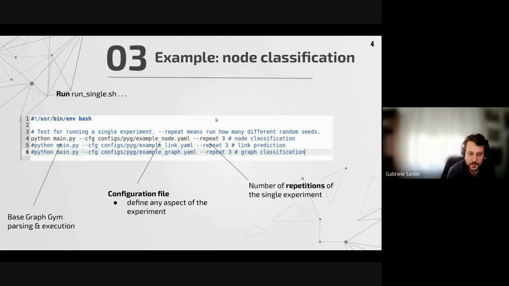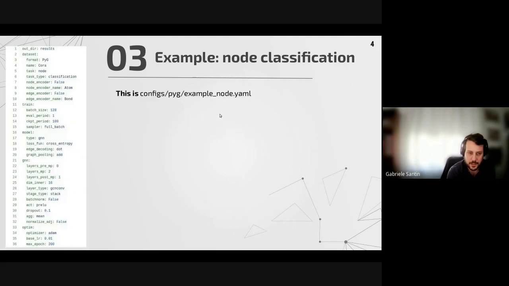But the execution is very simple. The only thing that we really need to understand here is how this configuration file is defined, and we see it in detail. So this is the content of this configuration file, the one that we passed there. This example node is provided by the package, and is an example to run a simple node classification task. And you see it's a simple configuration file. It's just a list of options, and we see them one by one.